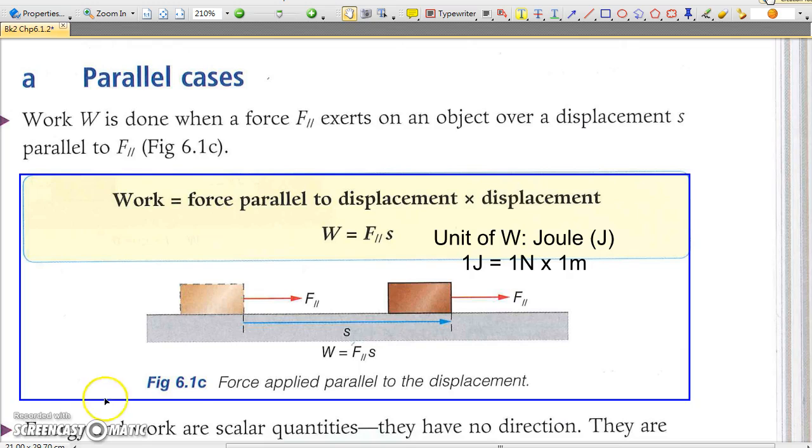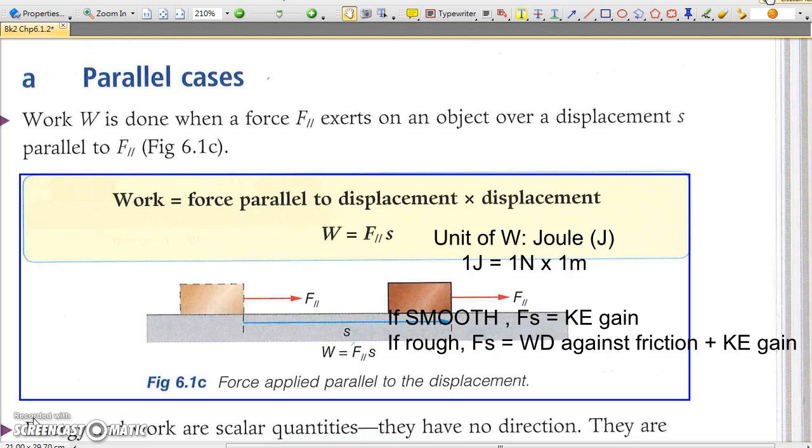In figure 6.1c, if there is no friction, the applied force will accelerate the mass, and the mass gains kinetic energy, and therefore Fs equals kinetic energy gain. On the other hand, if there is friction, the work will partly or completely become work done against friction, and so Fs equals the sum of work done against friction and KE gain.